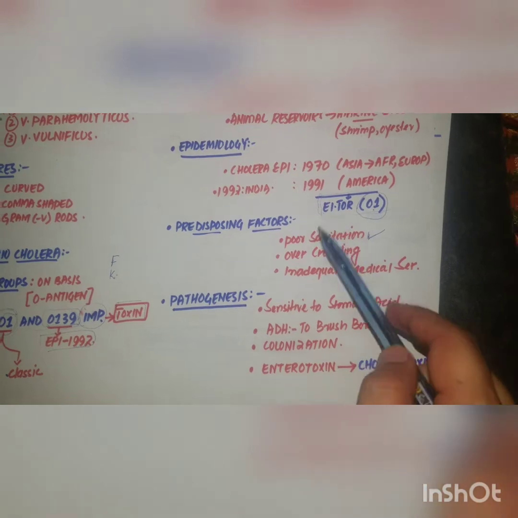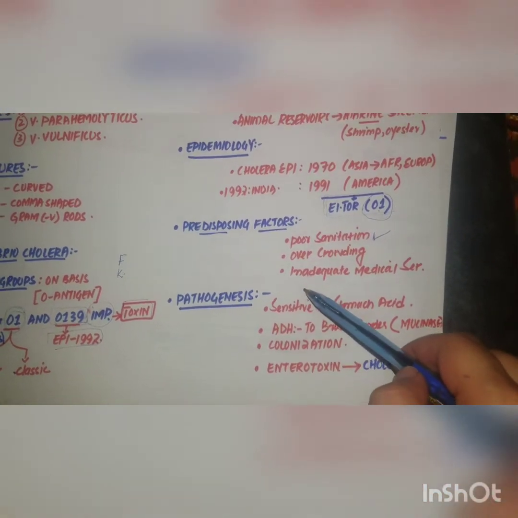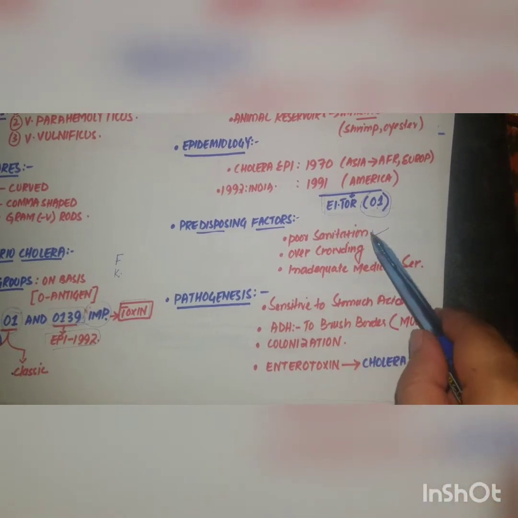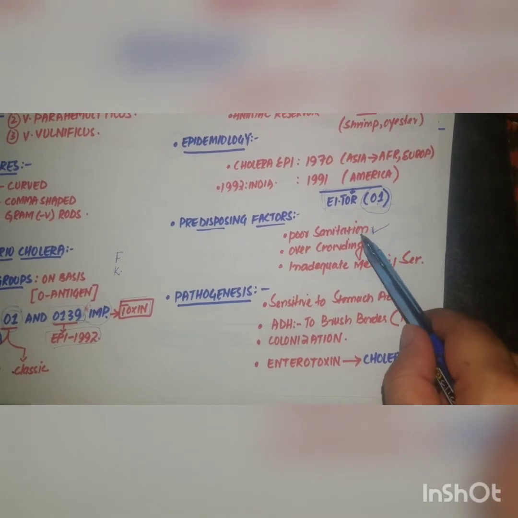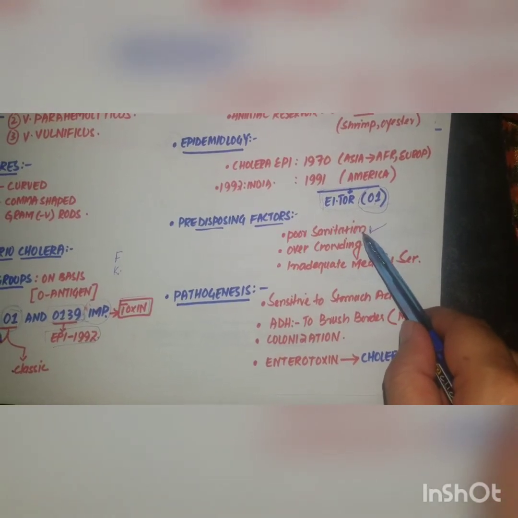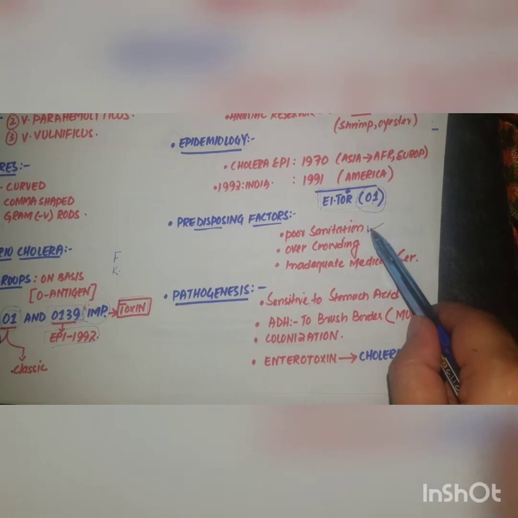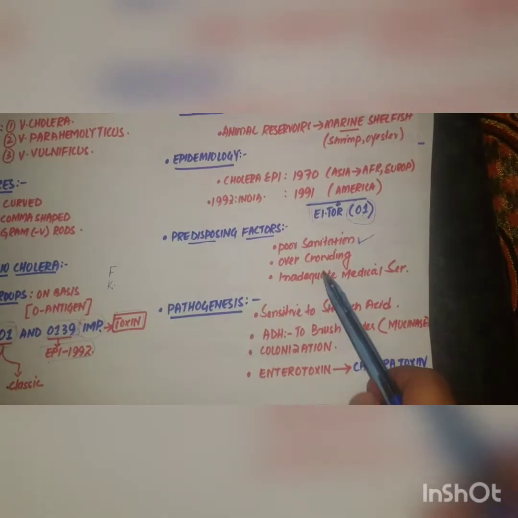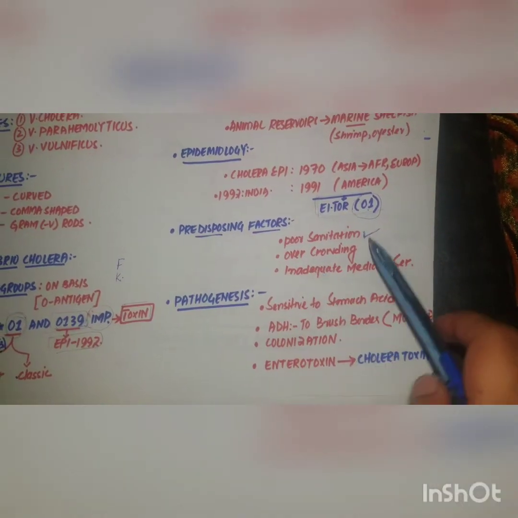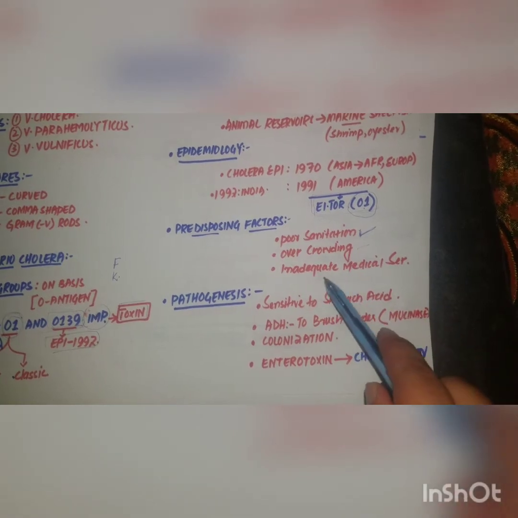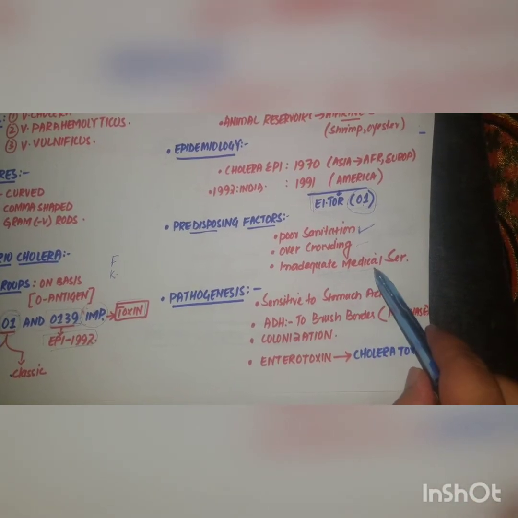When there is poor sanitation, there is no proper disposal of human feces, so the water will be contaminated and it will easily affect human beings. The next predisposing factors are overcrowding and inadequate medical services.